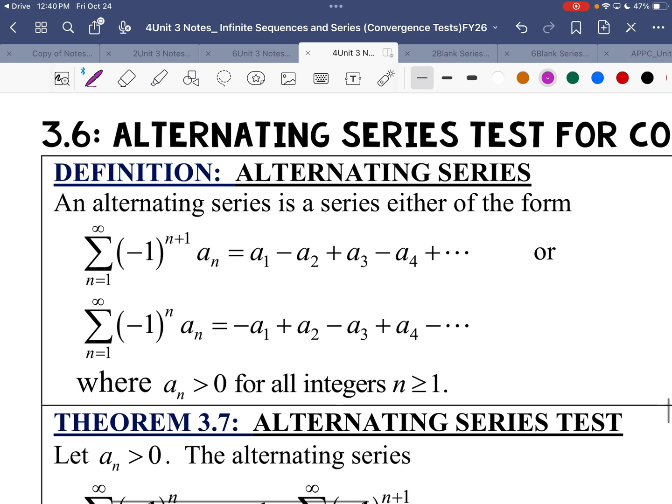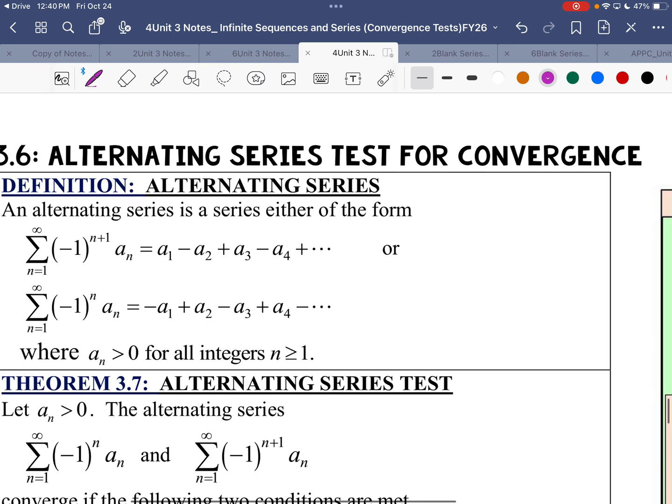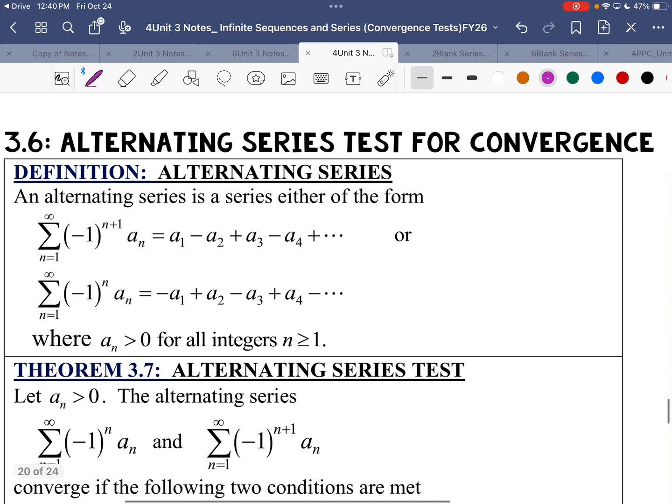All right, so alternating series test for convergence. What do you think this series test tests for? What do you think it's not testing for? Divergent. Very good. So if it doesn't follow the rules, it's not diverging. What is it? Inconclusive. If it follows the rules, it's converging.